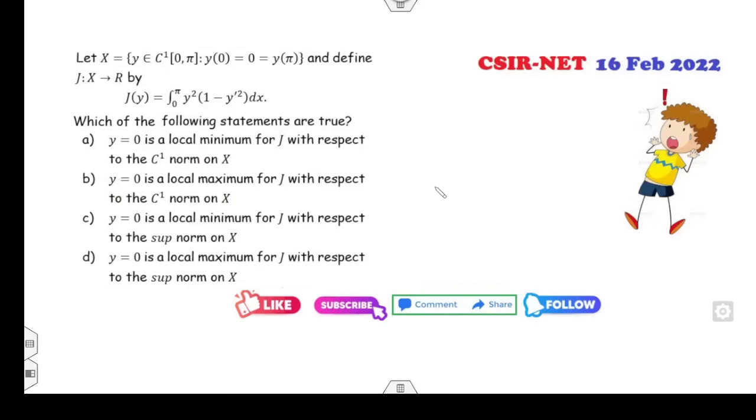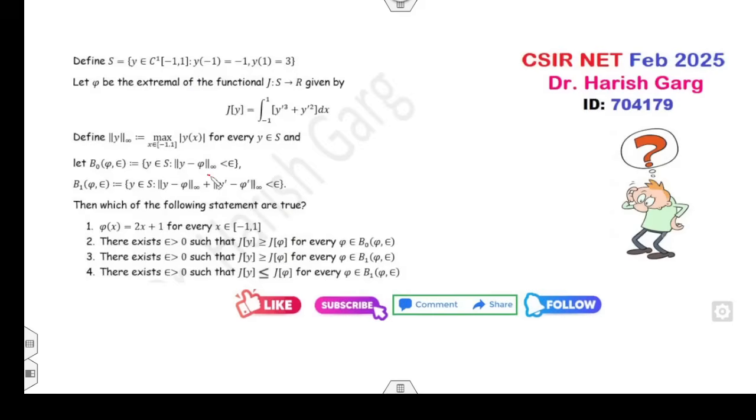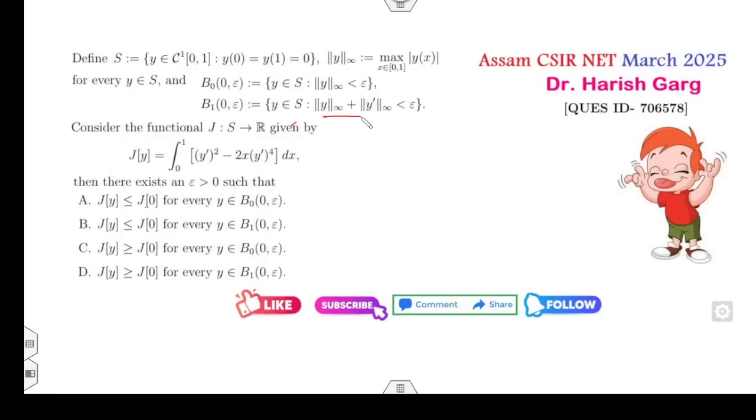चलिए अब करते हैं मेजर क्वेश्चंस. Look at that. They are talking about the norm. Fine. They are talking about the norms.